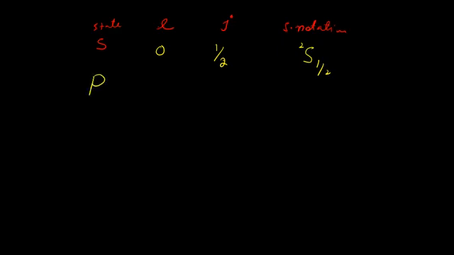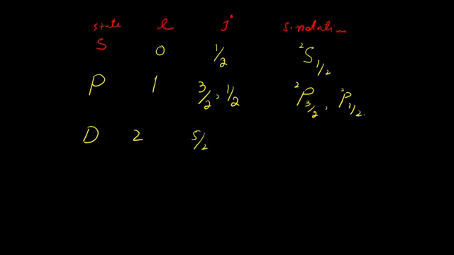And for the P state, P corresponds to L equal to 1, and for L equal to 1 we have two possible values of J, and correspondingly the spectroscopic notations will be 2P 3/2 and 2P 1/2. Similarly, the D state corresponds to L equal to 2, and for this we again have two possible values, 5/2 and 3/2. It corresponds to 2D 5/2 and 2D 3/2. So again we have two spectroscopic terms.